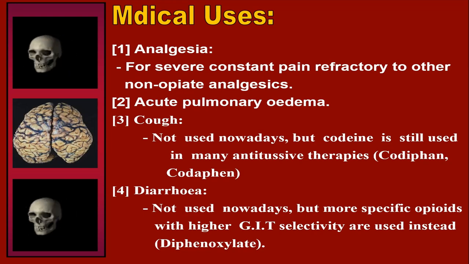The third indication is cough. It is not used as an antitussive measure nowadays, but codeine is still used in many antitussive therapies like codifan and codeine. The fourth indication is diarrhea. It is not used nowadays, but more specific opioids are used with higher selectivity for GIT movement. These are in the form of diphenoxylate drugs like motinorm, motilium, gastric, etc.